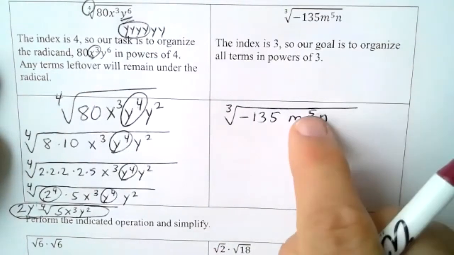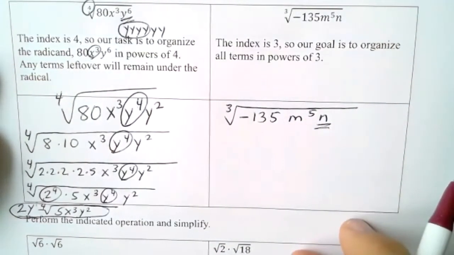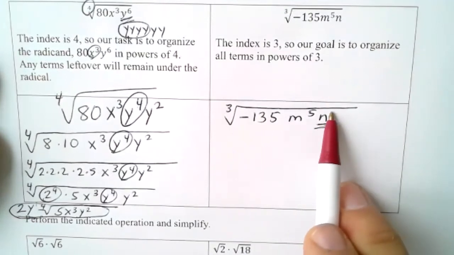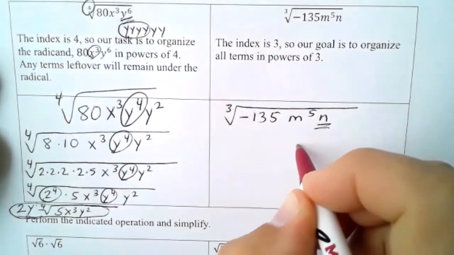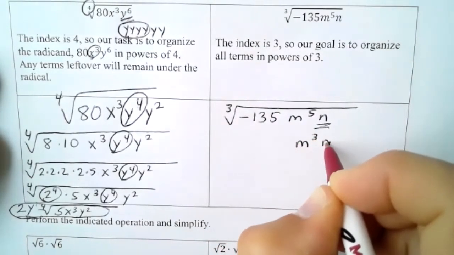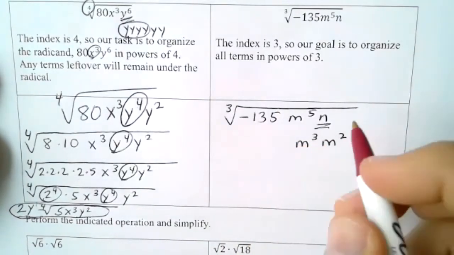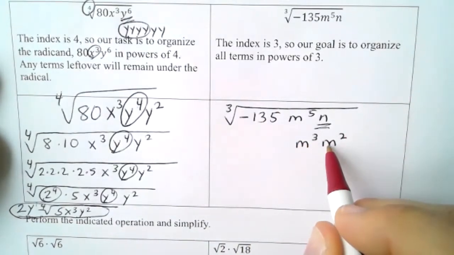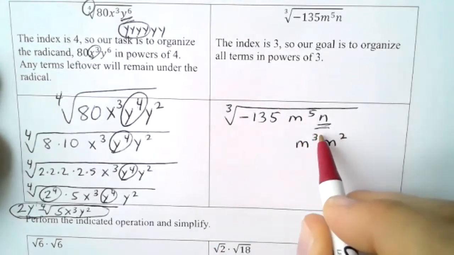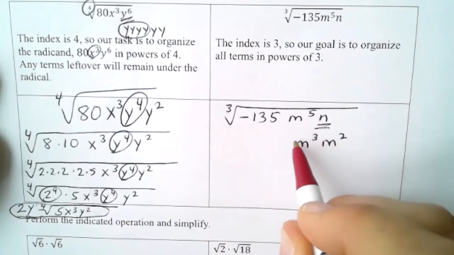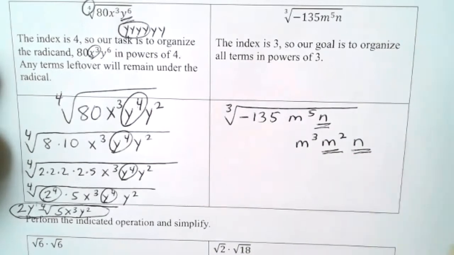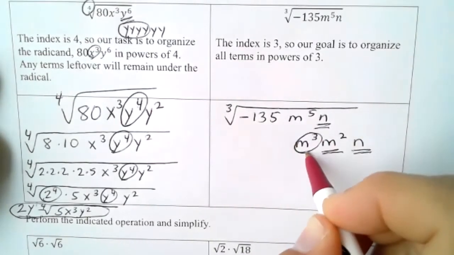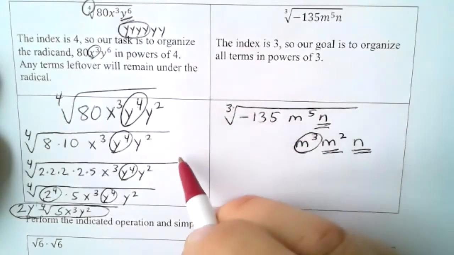If you'll notice, I'm going to go ahead and underline the things that are going to stay under the radical. So you see how we've got n here to the 1 power. There's not enough n's to pull out, so we're going to leave n on the inside. Now m, I'm going to rewrite as m to the third, m to the second. So when you multiply two like bases with exponents, you add the exponents. So in this case, we've got 3 m's and 2 more m's here. So what's going to stay under the radical are these two things here. This is going to move outside because 3 divided by 3 is 1.